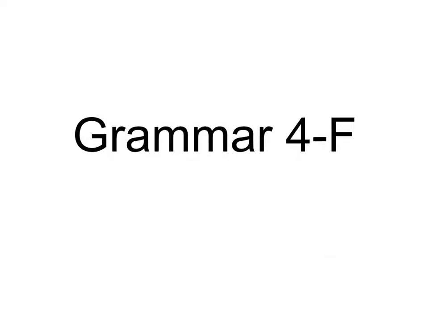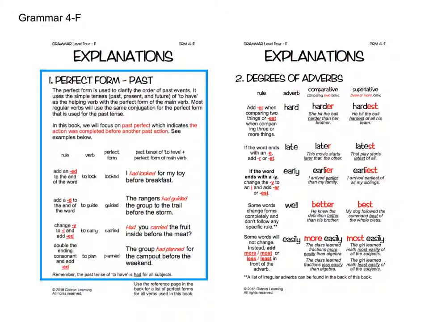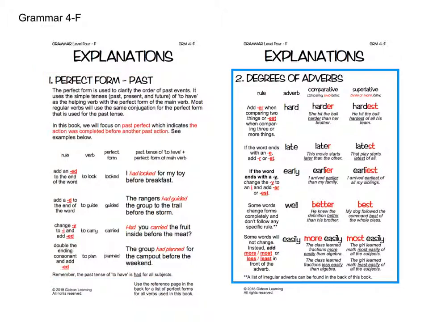Welcome to Grammar 4F. In this booklet, we're going to go over the perfect form in past tense and degrees of adverbs. So let's start with perfect form. We've already learned the progressive form, and of course we know the simple tenses. Perfect form is a little bit of a different type of animal, and it can be a little trickier because of how you have to conjugate the main verb. So we try to go slowly through the perfect form in this section of Grammar 4.